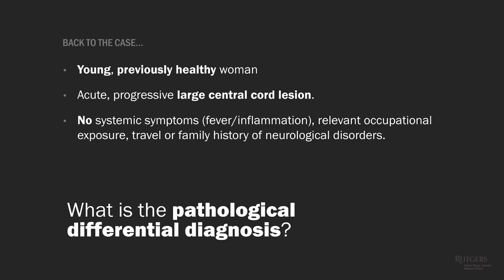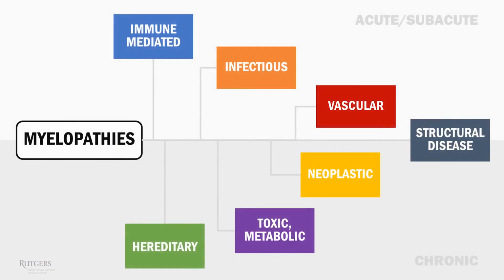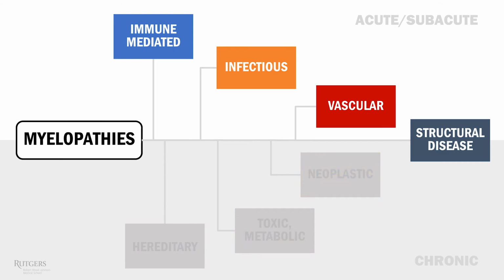You might have some ideas already, but let's think this through together. First, she has an acute myelopathy, so that generally makes us think of immune-mediated, infectious, vascular, and possibly structural etiologies. Let's consider immune-mediated. Is there any evidence of systemic inflammation, joint pains, rashes, photosensitivity, kidney failure, connective tissue disorders? Not in this case. So we're left with inflammation limited to CNS. And what are the most likely diseases there? Well, multiple sclerosis and neuromyelitis optica.